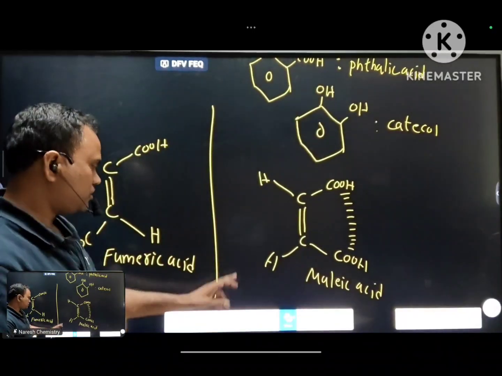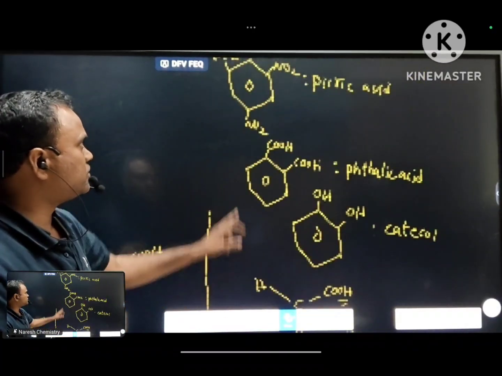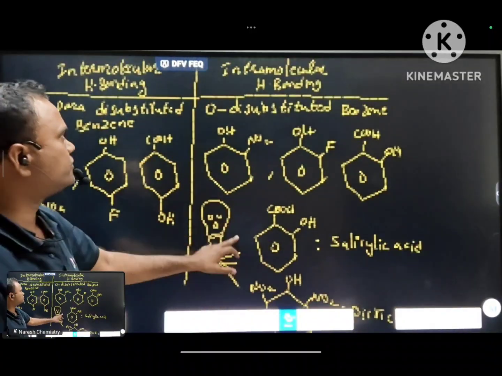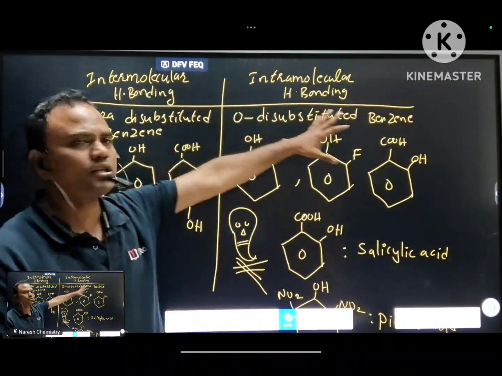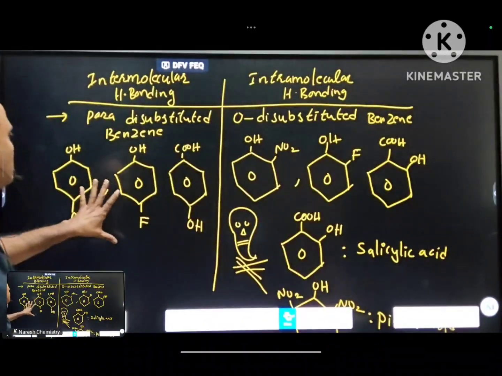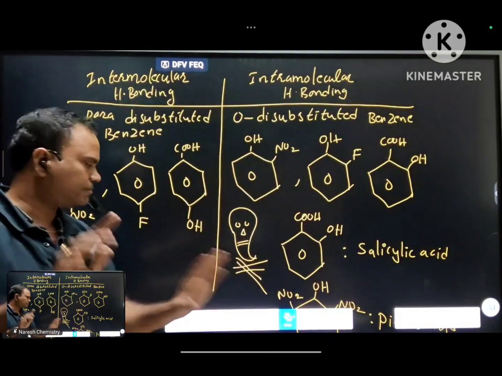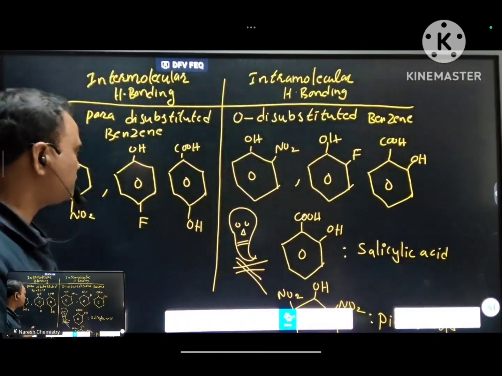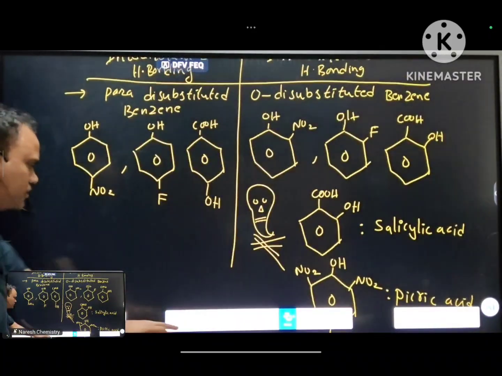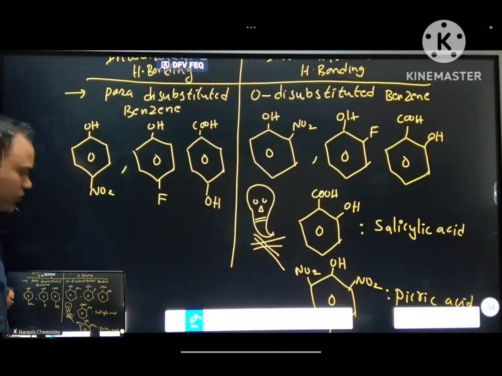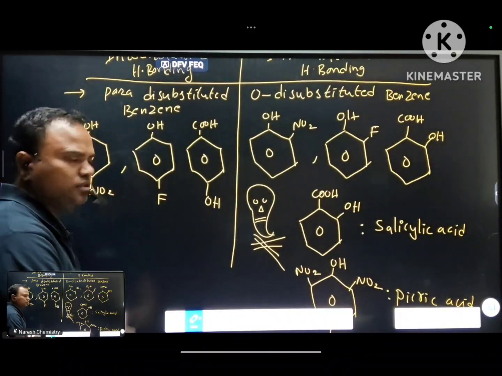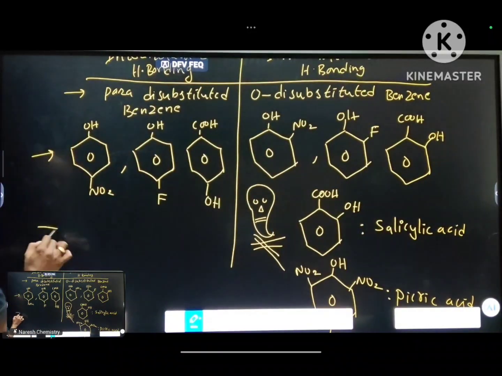Okay. So we completed important examples of intramolecular. Here I wrote a para. Along with para, write all this. Some other examples: already one example is given, fumaric acid. Along with that, this is one category example.